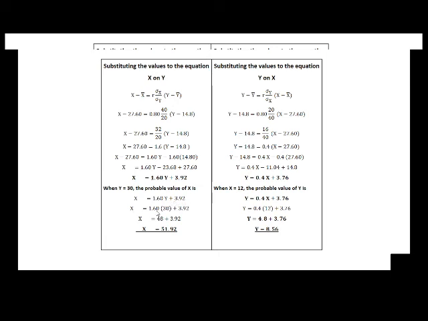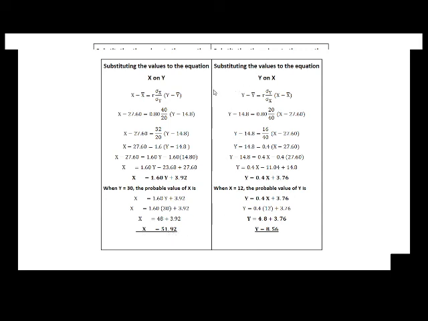So when the y value is 30, the probable value of x is equal to 1.60y plus 3.92. x is equal to 1.60 when y is given 30, plus 3.92. So x is equal to 1.60 into 30, that is 48, plus 3.92. The final value of x is equal to 51.92. That means when y is equal to 30, the probable value of x is 51.92.